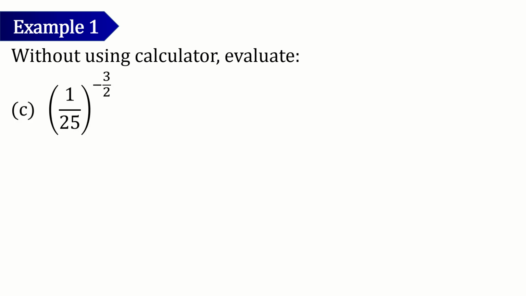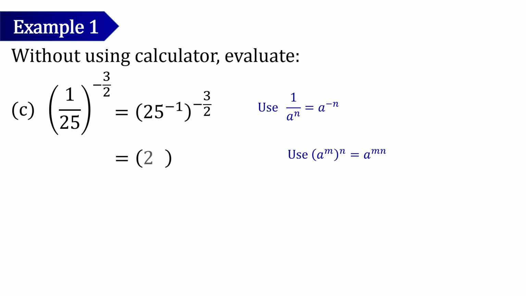Third example. 1 over 25 to the power of negative 3 over 2. So we can use the rule of reciprocal. 1 over a to the power of n is equivalent to a to the power of negative n. So 1 over 25 is also equivalent to 25 to the power of negative 1. And then we can use this rule. We can multiply the powers together. So negative 1 times negative 3 over 2 becomes 3 over 2. So now we have 25 to the power of 3 over 2.